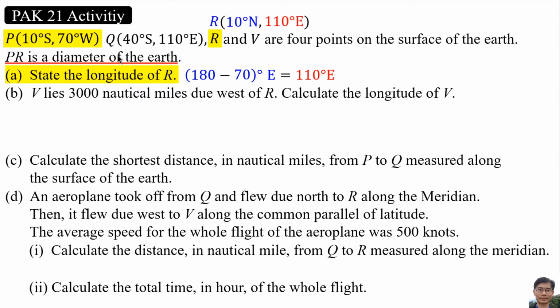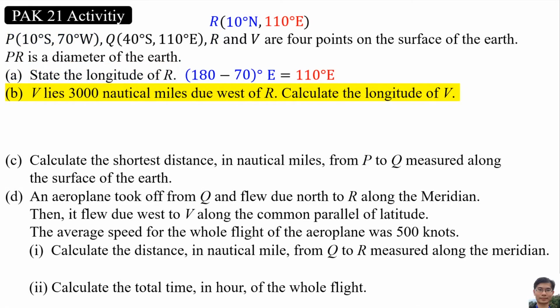When PR is the diameter of the Earth, they have the same latitude but with different direction. Okay, 10 degree, south and north. For the longitude, the difference is always 180 and the direction always opposite, west and east.